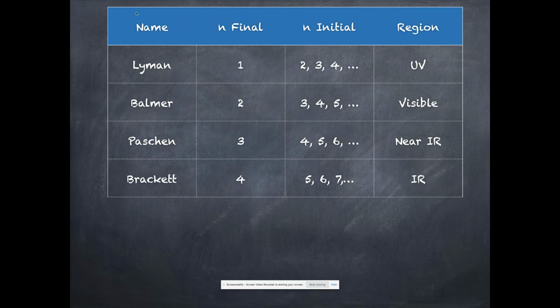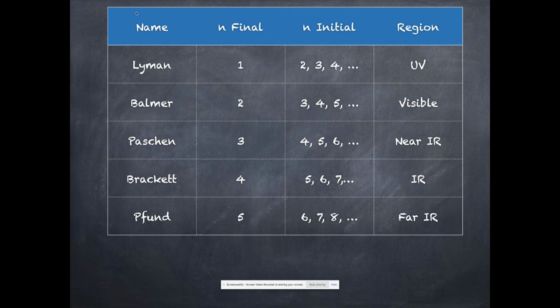Bracket series, which falls in the IR, and the Pfund series, which falls in the far IR. Now, every time you were getting sets of lines that basically looked the same as the Balmer series, except you couldn't see them with the naked eye. You needed special equipment because they were falling in the UV or in the IR.